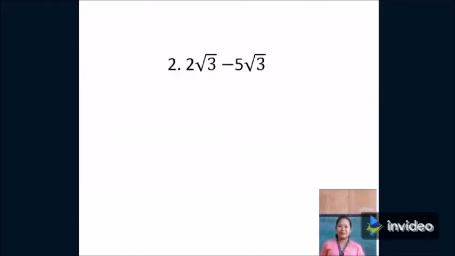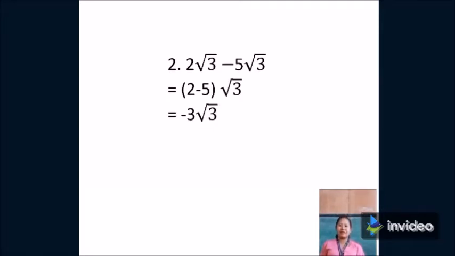Next example. What if we have 2 square root of 3 minus 5 square root of 3? So the same procedure. We need to subtract 2 minus 5. That is equal to negative 3.